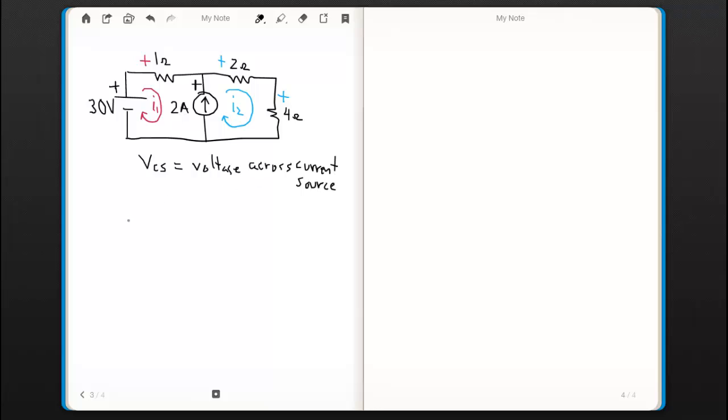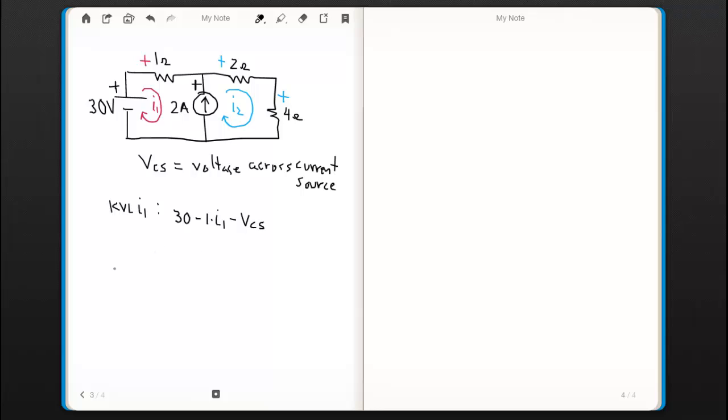Okay, so this is mesh current method, so I'm going to start with a KVL equation for mesh current I1. So starting where the 30 volt source is, I'll have 30, and then minus 1 times I1, and then minus the voltage across the 2 amp current source, which we're going to use variable VCS.